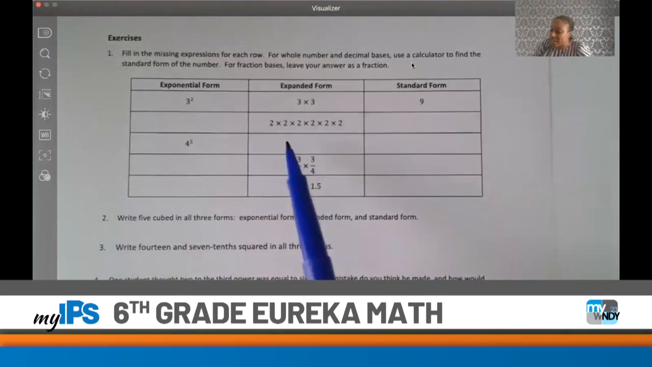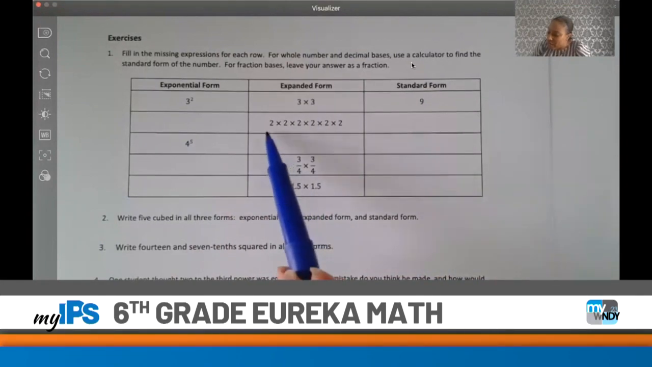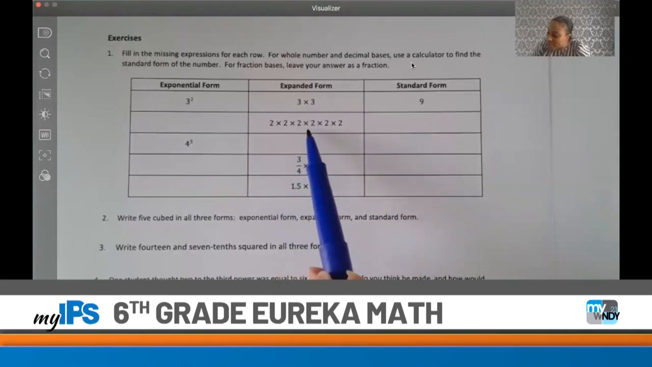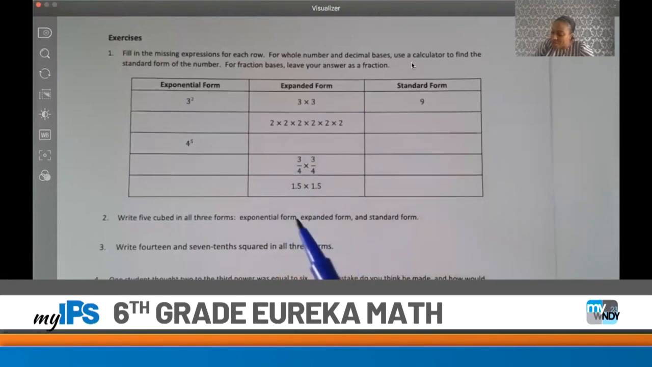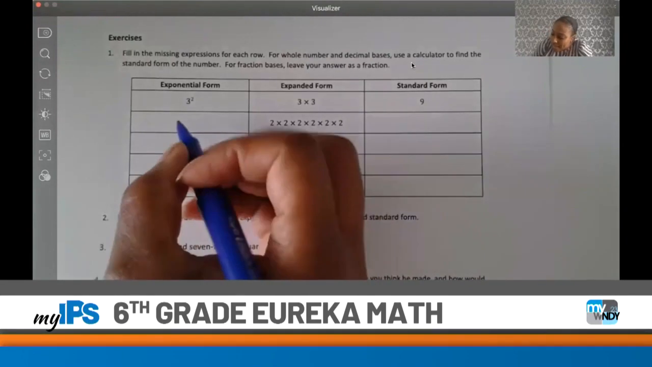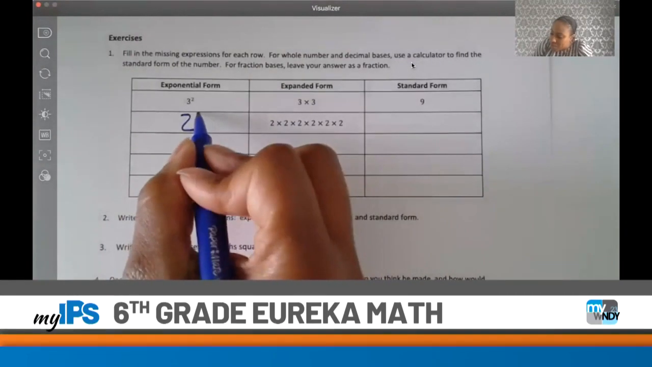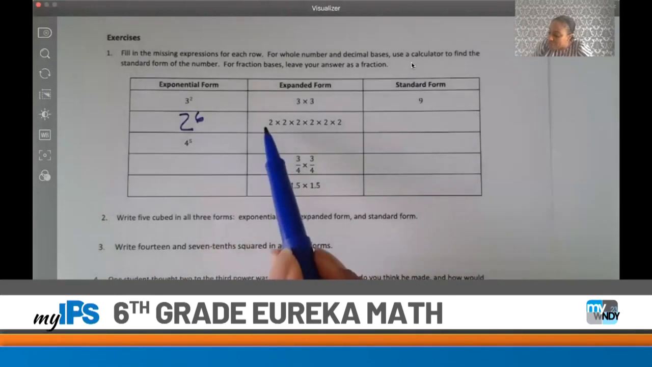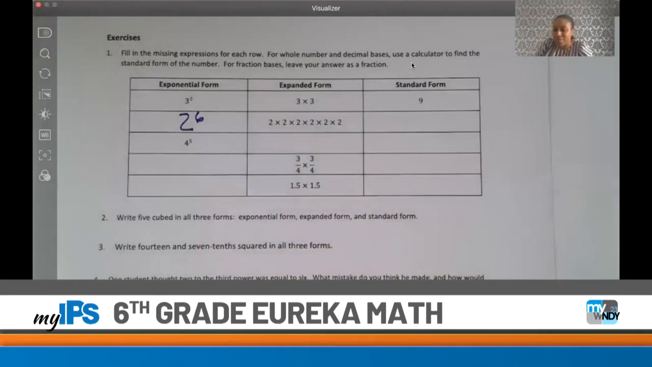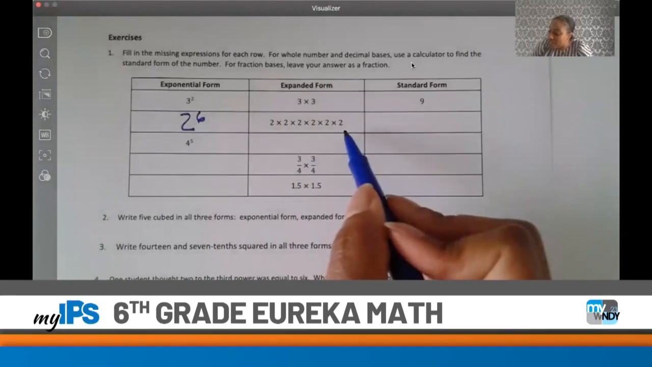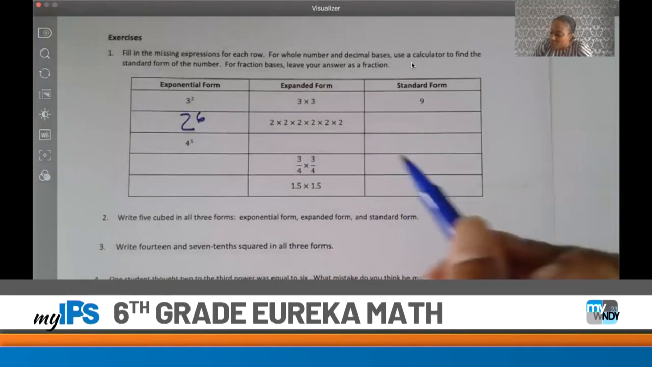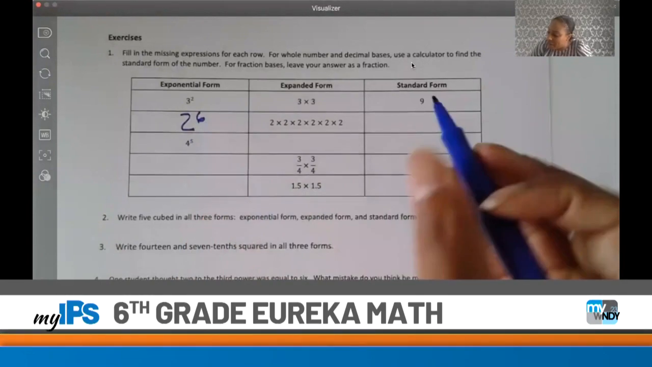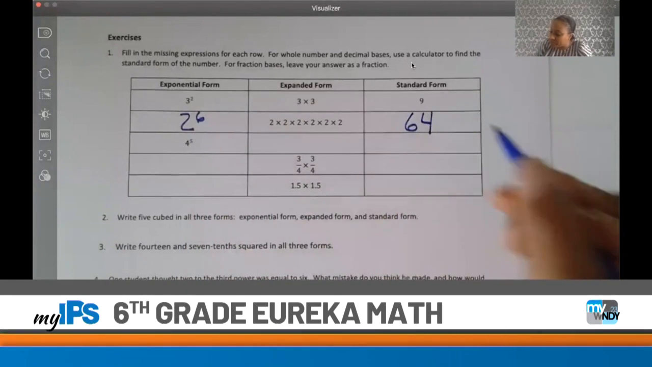Now let's take a look at the next row. 2 times 2 times 2 times 2 times 2 times 2 would be written as a base of 2 and an exponent of 6. I know that my exponent is 6 because 2 is written 6 times. So now let's evaluate this expression and write it in standard form. Well, 2 to the 6th power is 64.